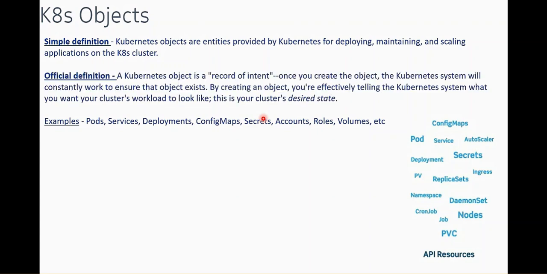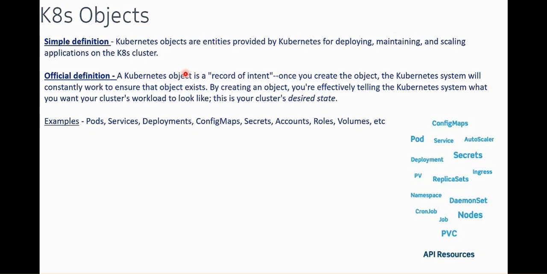If I go with the official definition, a Kubernetes object is a record of intent. When I say record of intent, that means your cluster's desired state, what your Kubernetes cluster wants to do finally. So you are effectively telling the Kubernetes system what you want your cluster's workload to look like. That's the declarative nature of Kubernetes: you declare an object and Kubernetes itself tries to maintain that desired state of the cluster.